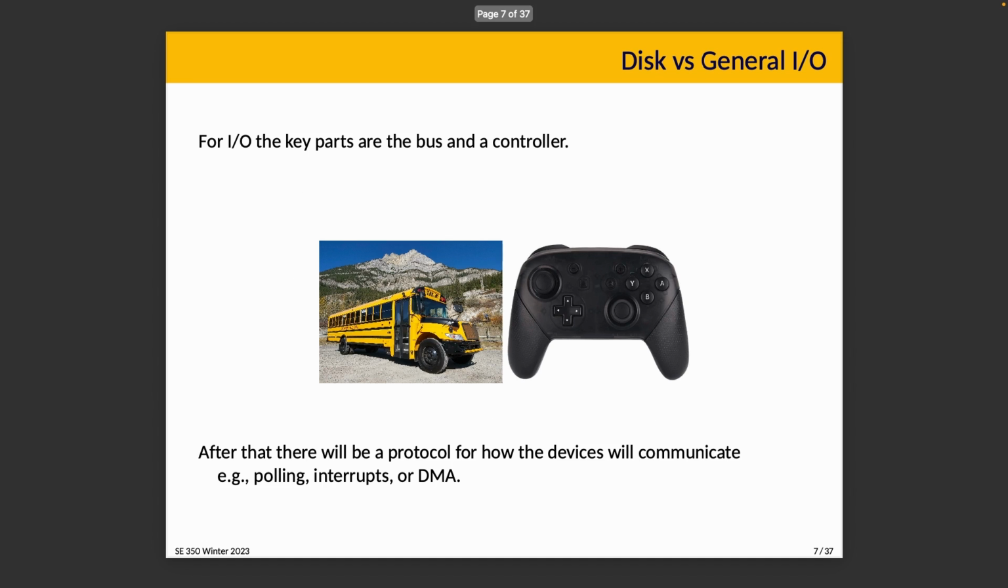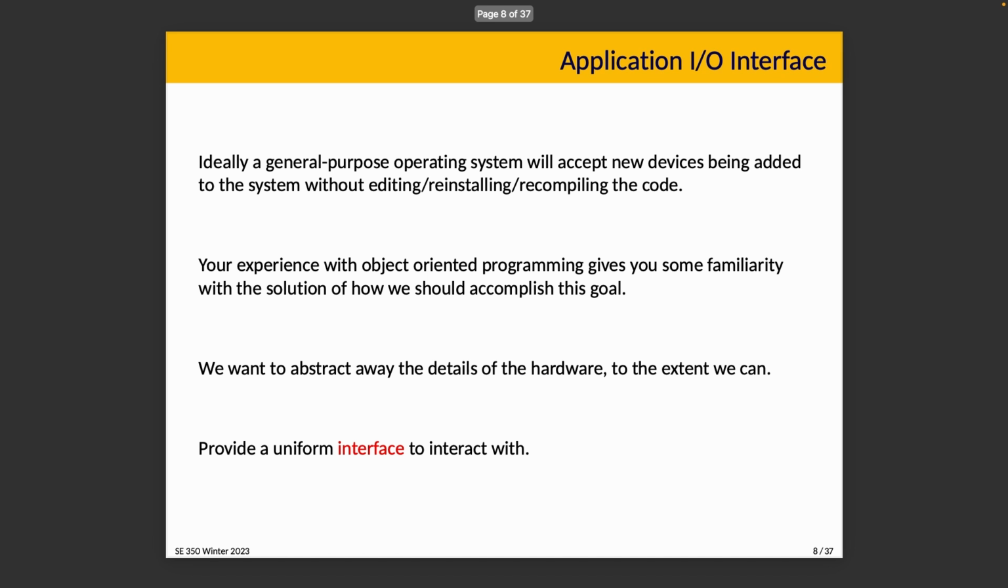So, onwards. For I/O, the key parts are the bus and the controller. Okay, we know that already. This is not new. This is not exciting. It is just the physical hardware that makes things connect, the bus, and the controller, which manages the actual arbitration of who gets to use the bus when. After that, there's a protocol for how the devices communicate, and we already discussed much earlier in the course how it will go. Is it polling? Is it interrupts? Is it DMA? That's fine, but let's go on to actually talking about the devices at a higher level.